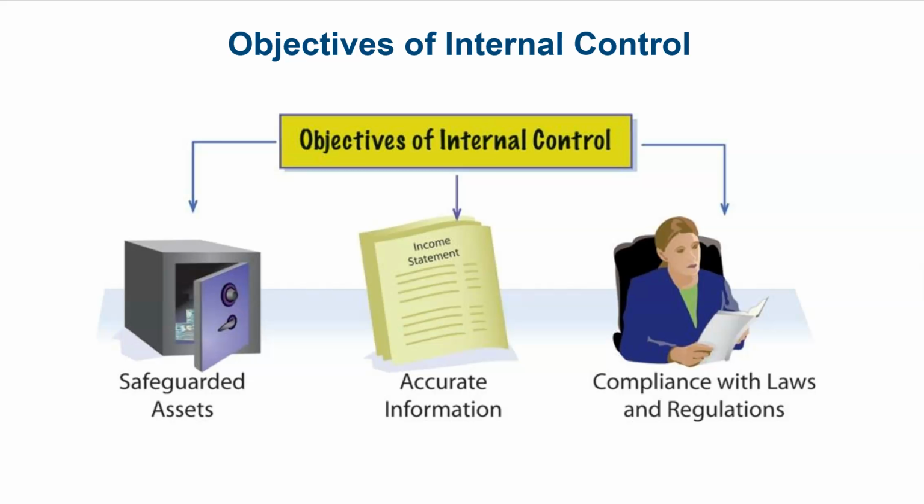Accurate information. So we prepare our trial balances. We have people that look over those to make sure that it is correct. And then we also comply with the laws and regulations. So we have to employ people or have an auditor outside of our company that will help us to comply with laws and regulations.